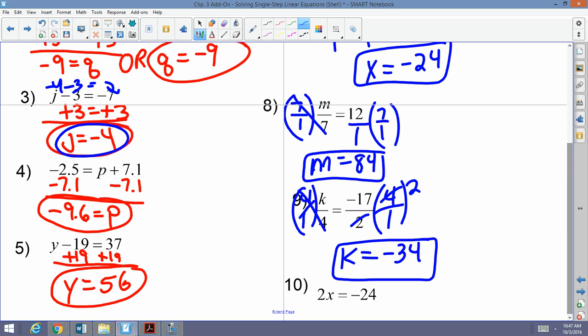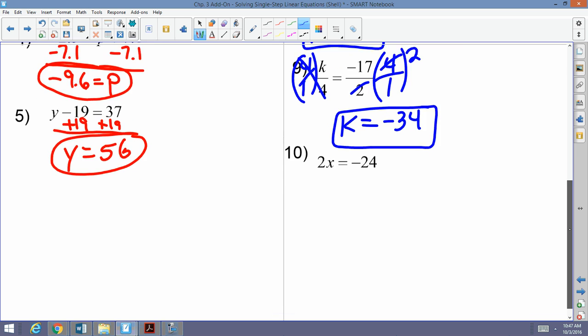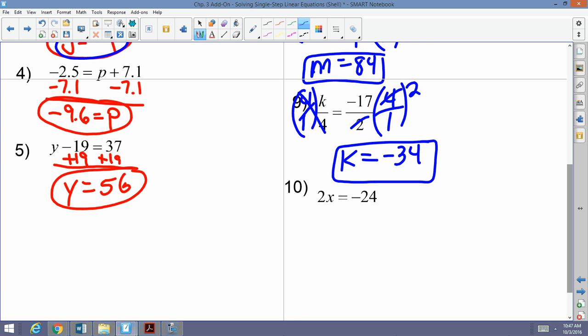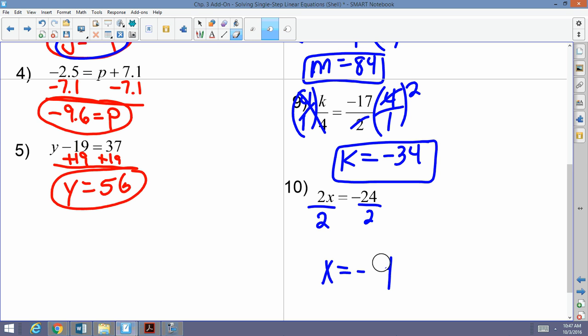And then how about this one? What's the relationship between 2 and x here? They're being multiplied, so how do I cancel multiplication? Here I'm dividing by 2 to both sides, right? So x equals negative 24. Now, I learn how to multiply, how to divide. Thank you. Negative 12.